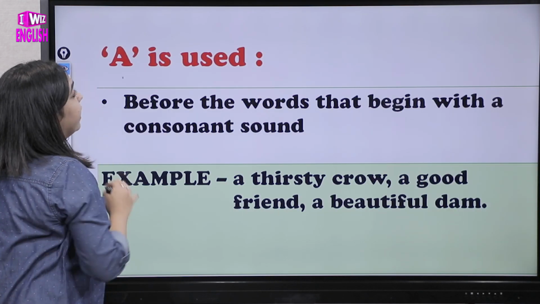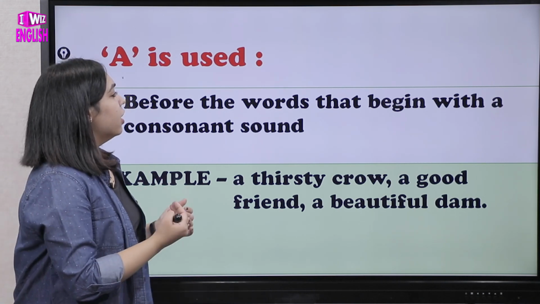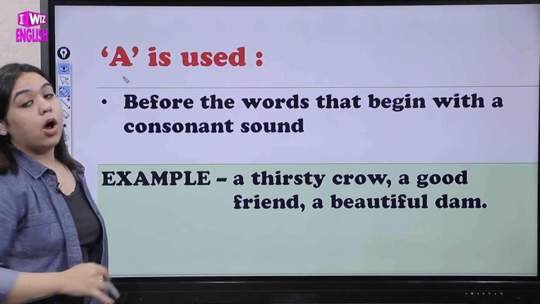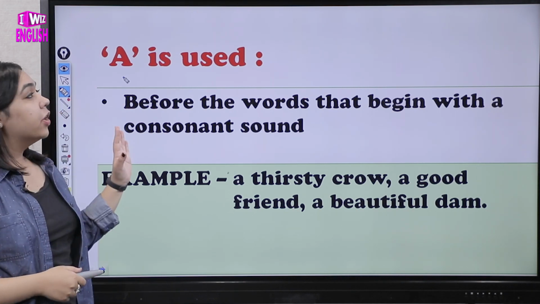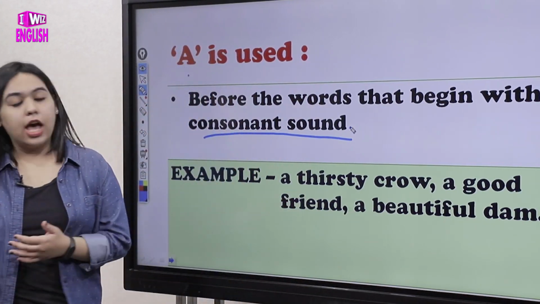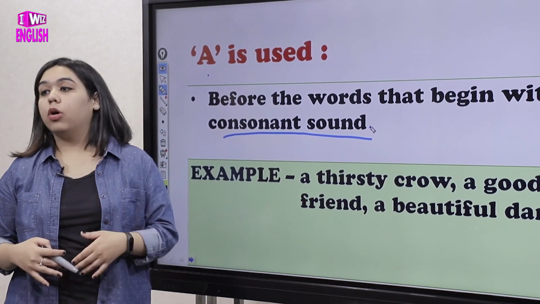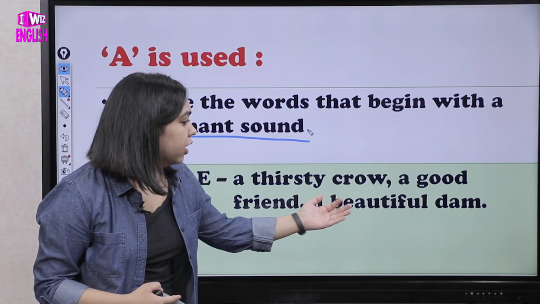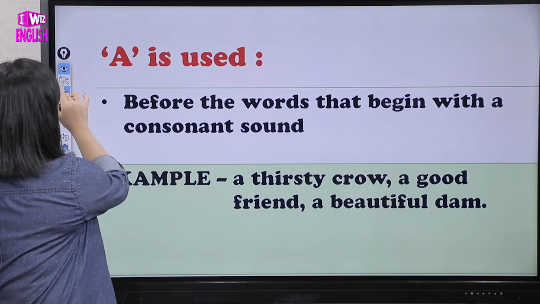Now moving on to our next article, that is a. Where are we going to use the article a? A is used before words that begin with a consonant sound. We use an wherever there is a vowel sound, and we use a wherever there is a consonant sound. For example, a thirsty crow. There is no vowel sound, so you use the article a. A good friend, a beautiful dam. Okay, so that's all. Let's move on.